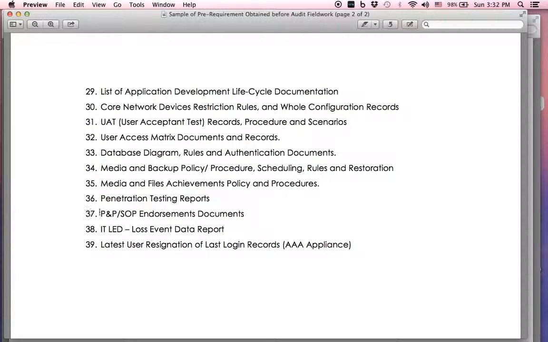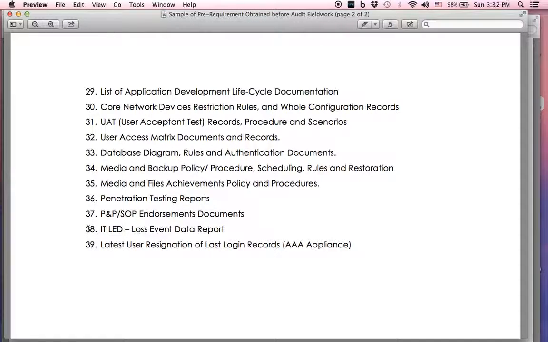Number 37, we need to obtain also the endorsement from the committee or from the board of directors, how frequently the policy and procedure can be endorsed, by whom, by when, and we need to obtain a framework of policy and procedure. This is high level only. So we need to discuss separately in the IT governance section.